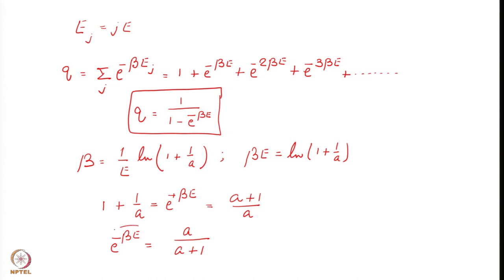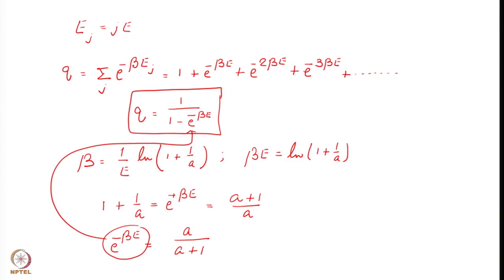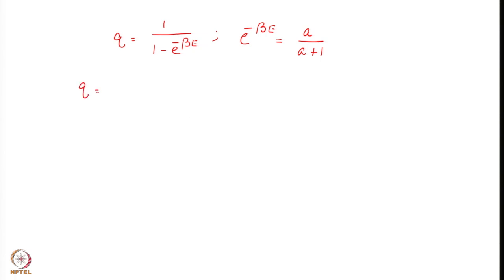I can substitute this. What will I get? First of all, let us write down again. q is equal to 1 over 1 minus exponential minus beta E. And we also showed that exponential minus beta E is equal to A over A plus 1. Let us recheck that. Yes. So therefore, what I get now, q is equal to 1 over 1 minus A over A plus 1. So therefore, what I am going to get here is 1 plus A divided by 1 plus A minus A, which is equal to 1 plus A.